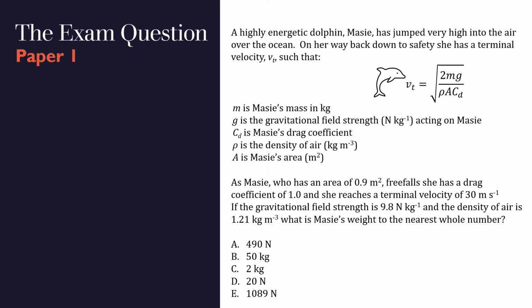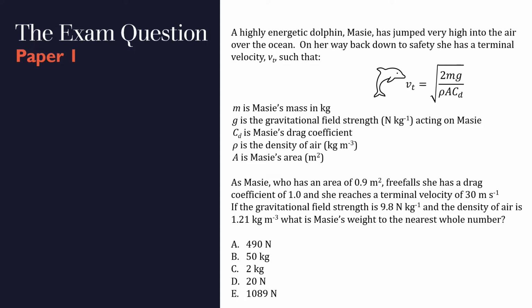So here we have a question. Gravitation lends itself to equations. A highly energetic dolphin, Maisie, has jumped very high into the air over the ocean. On her way back down to safety, she has a terminal velocity v sub t, such that v sub t equals the square root of 2mg over rho A C sub d, where m is Maisie's mass in kilograms, g is the gravitational field strength in newtons per kilogram acting on Maisie, C sub d is Maisie's drag coefficient, rho is the density of air in kilograms per meter cubed, and A is Maisie's area in meters squared.